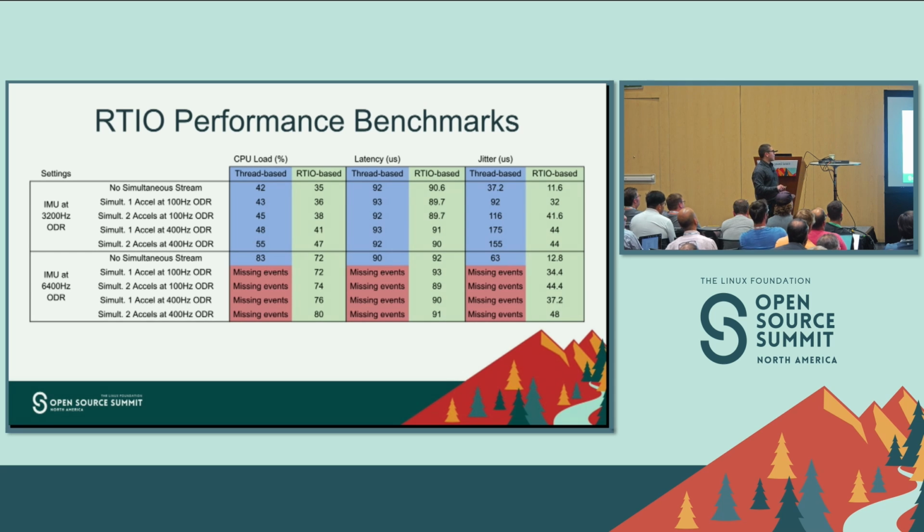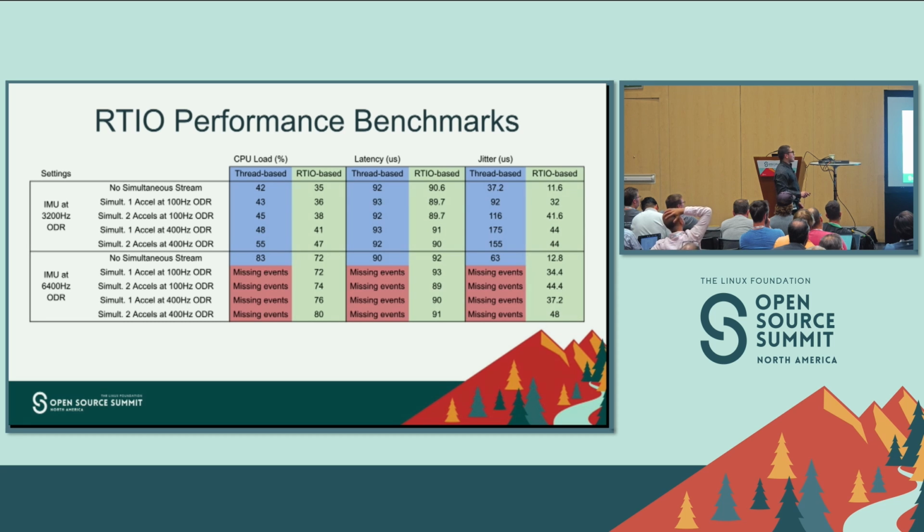So we expand that pattern for 400 hertz as well, for one accelerometer and two, and for 6400 hertz, exclusively running, or with one or two accelerometers running at 100 and 400 hertz, respectively. The data that I got basically categorizes CPU load, latency, and jitter. For CPU load, we can see that the thread-based solution, the same one that I described with the sync paradigm, where I had separate threads for each of these, is consistently slightly bigger than the RTIO-based solution, give or take 6 to 8%. That's what we're looking at here.